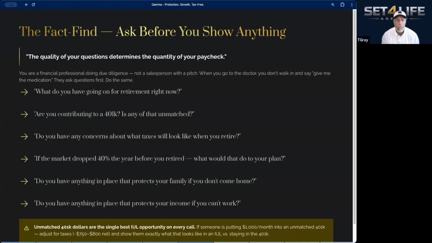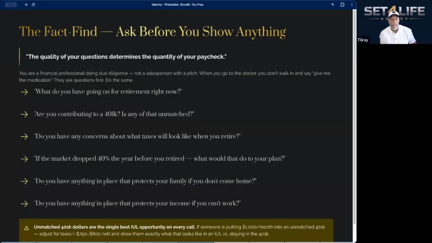So here's what we ask. What do you have going on for retirement right now? Are you contributing to a 401k? And is any of that unmatched? Do you have any concerns about what taxes are going to look like when you retire? If the market dropped 40% the year before you retired, what would that do to your plan? Do you have anything in place to protect your family if you don't come home? Do you have anything in place to protect your income if you can't work? Now, by the way, folks, unmatched 401k dollars are the single best IUL opportunity on every call.